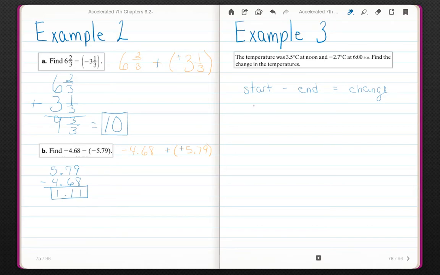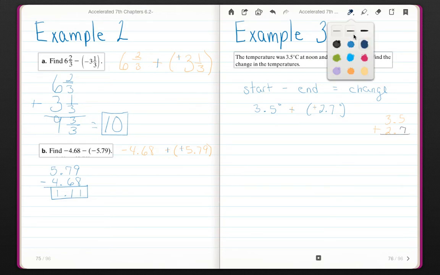So I started at 3.5 degrees minus my end, which was negative 2.7 degrees. I'm going to change this to adding the opposite because I don't subtract anymore. And now I have two positives. 3.5 plus 2.7. 5 plus 7 is 12. 1, 2, 6. So my temperature change was 6.2 degrees Celsius.